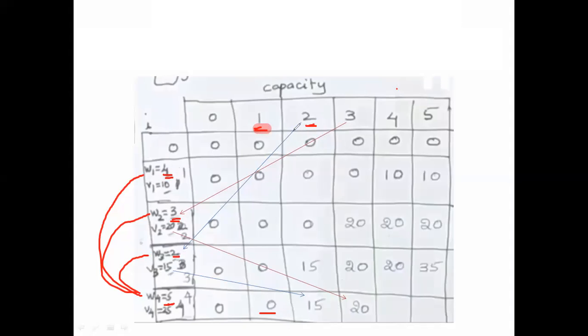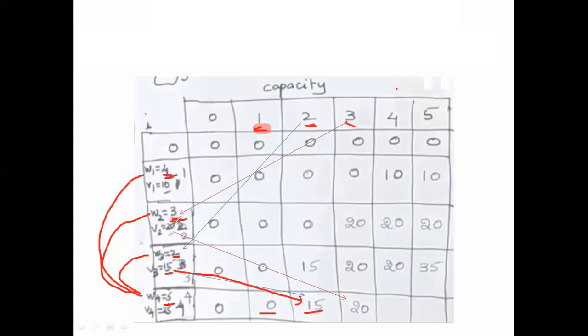So for filling 2, what is the value of item 3? The value is 15. So that 15 you must write here. The value of 15 you must write here. For 3 kg capacity, you check it. 3, it is 3. 4, it is 3. 3, it is occupied 3.